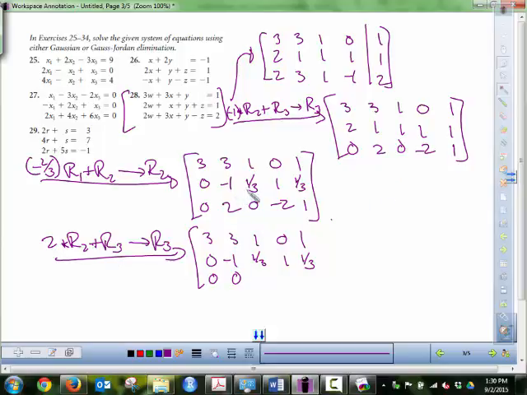Now comes the tedious algebra part, right? So this is a 2/3, but I'm adding it to 0, so that's not a big deal. That's 2/3. This is 2 minus 2 is 0, and then this is 2/3 again, added to 1 is 5/3.